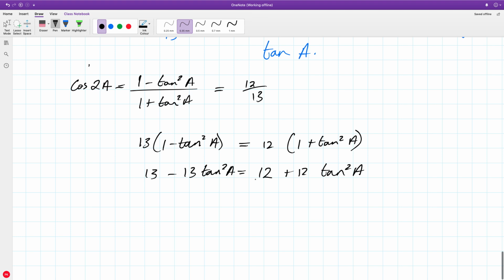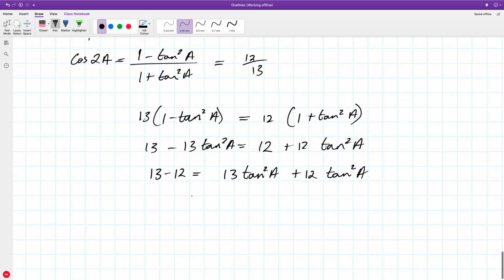So that then is 13. Make sure the tan squareds are positive anyway. So, yeah, 13 minus 12 is equal to 13 tan squared a plus 12 tan squared a. So 13 minus 12 is 1, is equal to 12 and 13, 25 tan squared a.